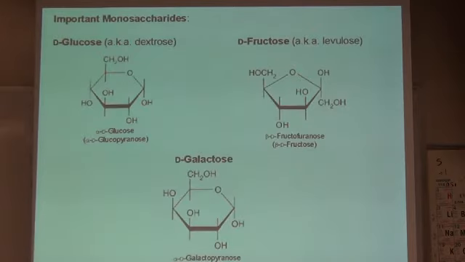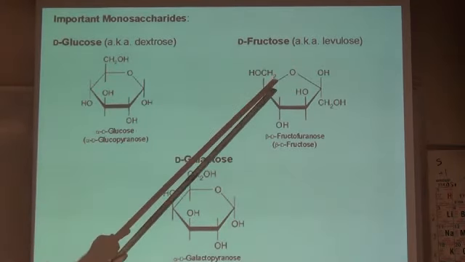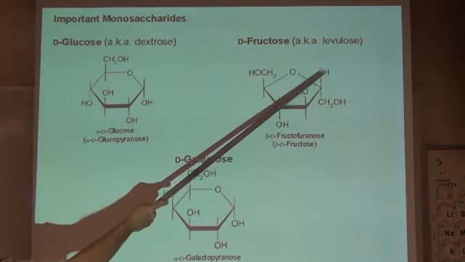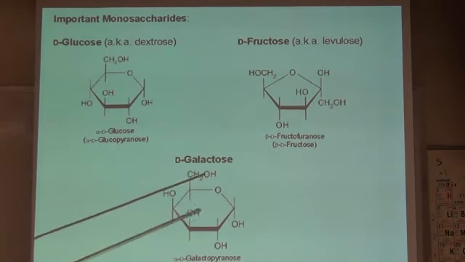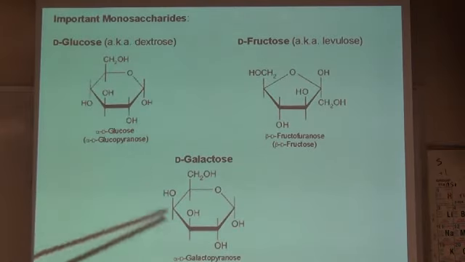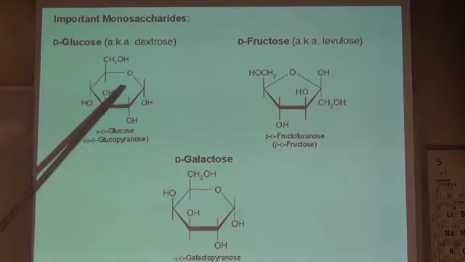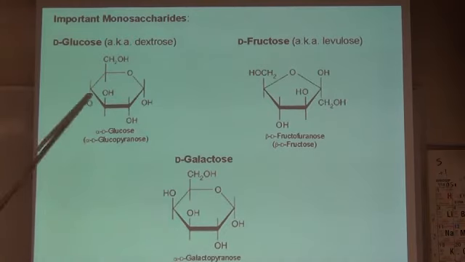Alright, let's see what happens here. Here's some of our monosaccharides. This is glucose, fructose. Look at oxygen 1 to the right, OH going up. This is beta fructose. Oxygen 1 to the right going down, alpha glucose. Look at galactose. Galactose and glucose are very similar. In fact, they're identical, except for the orientation at carbon number 4.